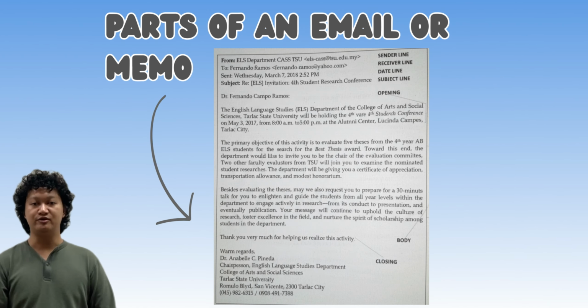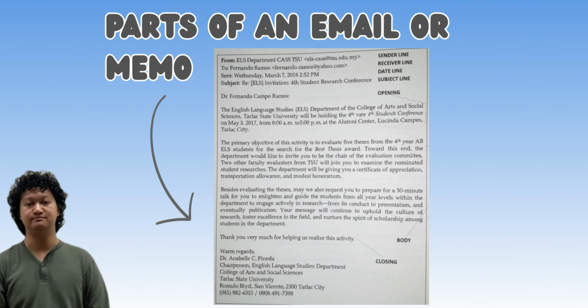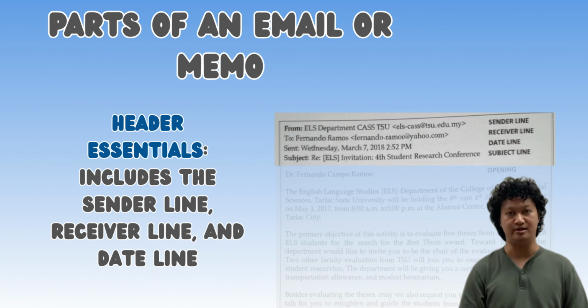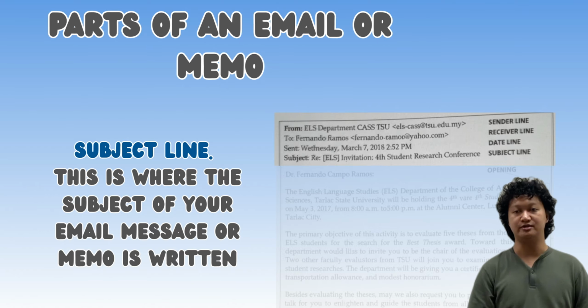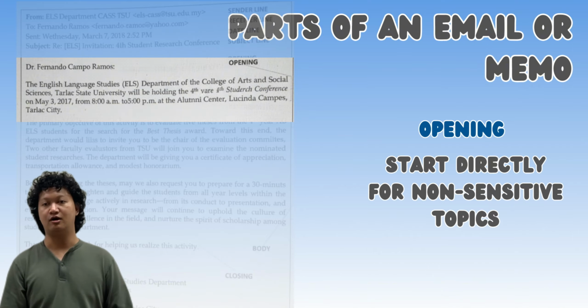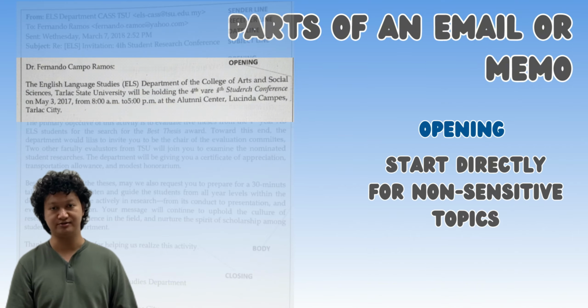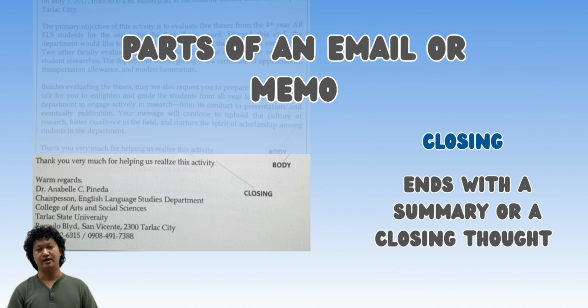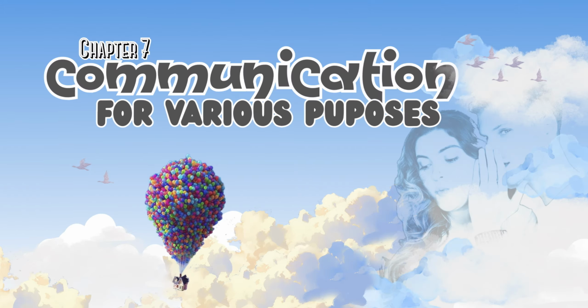Now that we know that, let's learn parts of an email or memo. These are the header essentials, the sender line, receiver line, and the date line. Basically, important details that are found before the main content of the email. Subject line. This is where the subject of your email or memo is written. Opening. The intro of the contents, always stated directly for non-sensitive topics. The body. Explain the reason for writing and details the message. Then lastly, closing. Ends with a summary or closing thoughts. Speaking of ends, that concludes our chapter.